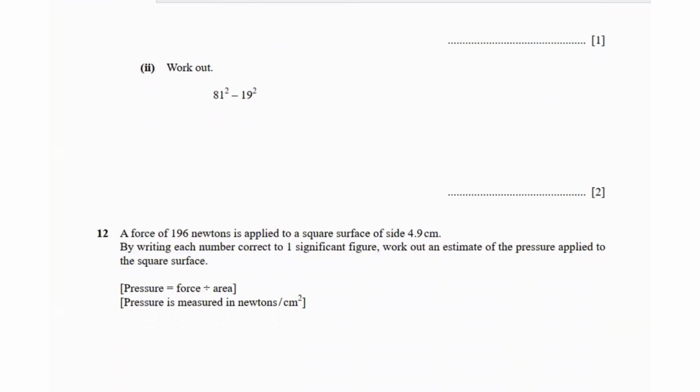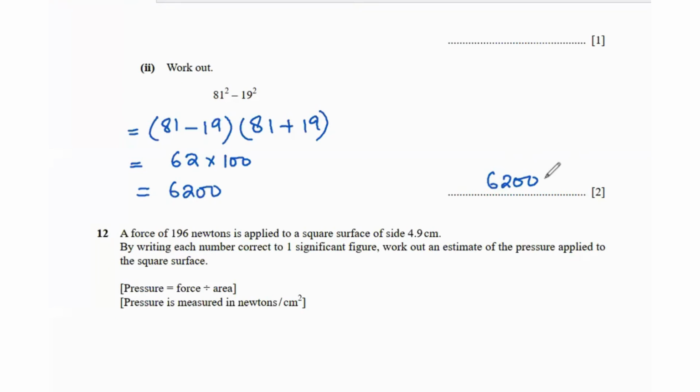Then it says work out 81 squared minus 19 squared. So same thing, 81 minus 19 times 81 plus 19. Now 81 minus 19 is going to give us 62 and 81 plus 19 is going to give us 100. So now 62 times 100 is 6200.